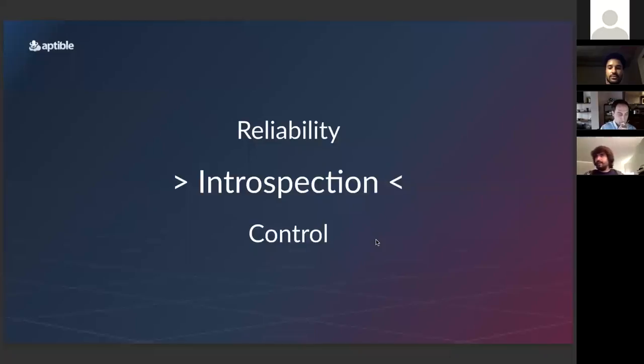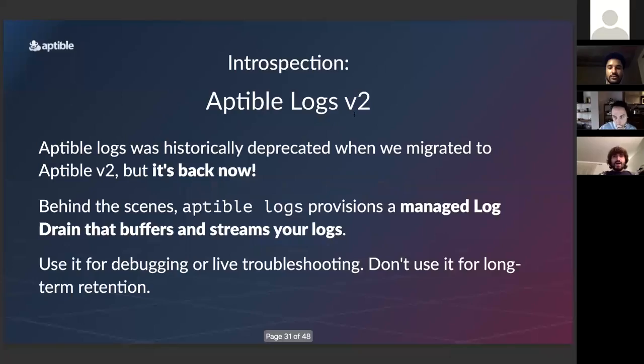All right. Next are features about introspection, essentially understanding what the Aptible platform is doing for you. The first one is Aptible Logs v2. If you've been using Aptible for a while, you probably know that we used to have this feature, meaning the CLI command, Aptible Logs, then it went away, and now it's back. Of course, if you started using Aptible recently, it's always been there.